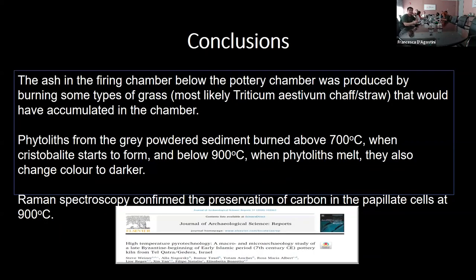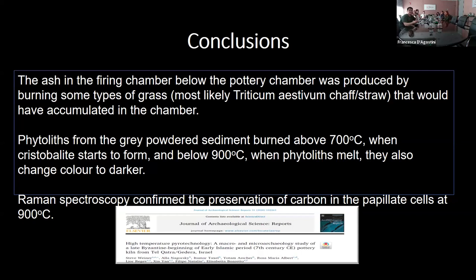So, the ash in the lower chamber with the pottery was produced by burning some type of grain, which is the conclusion, most likely. We didn't see much diversity in morphological types. It was like 10, 12 morphotypes all over. So it means that there was a concentration of probably the same plant, or at least two or three plants, not that many, and that would have accumulated in the chamber.